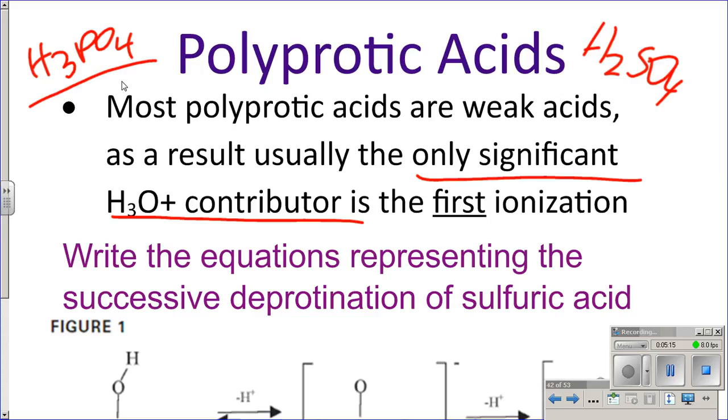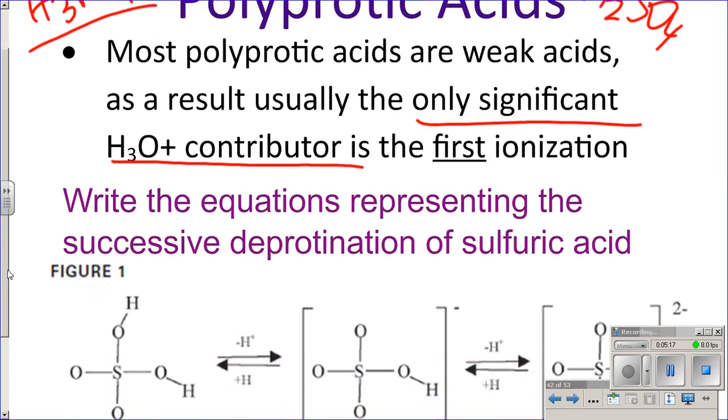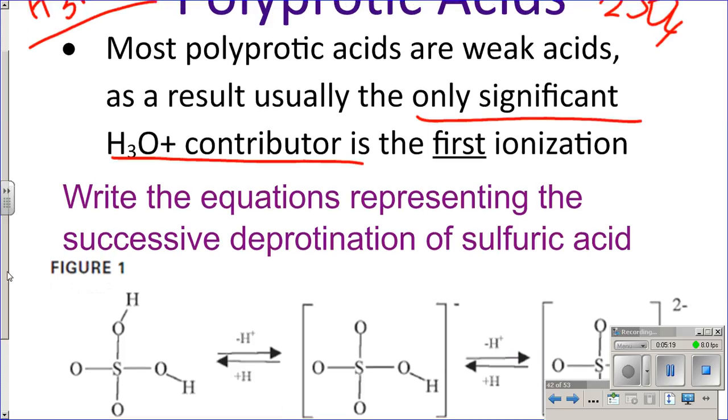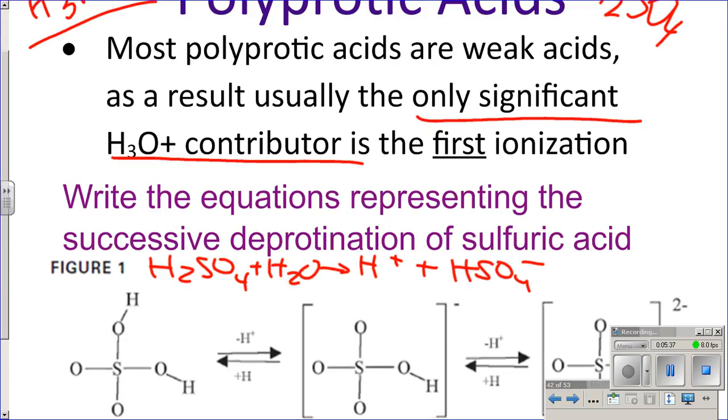So what are the successive deprotonations of sulfuric acid? I'll start. Sulfuric acid makes H plus and hydrogen sulfate. And I'm going to write this with a hydronium because you'll see it like this too, and I want you to be comfortable with it. There we go. You see that my arrow here is a forward-facing arrow.